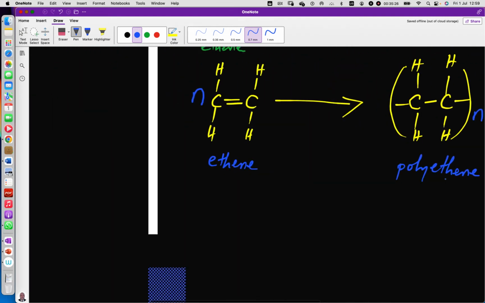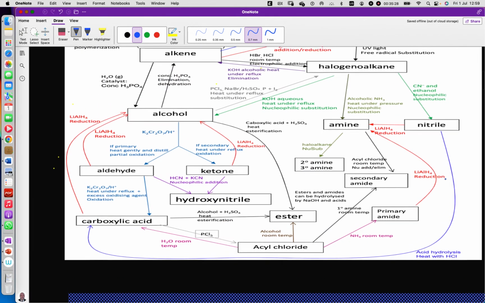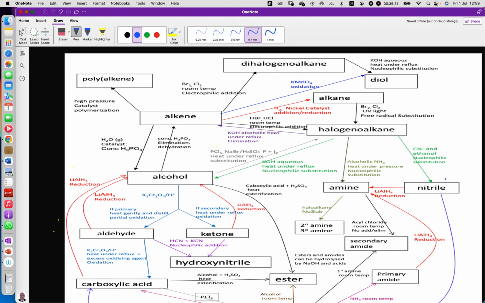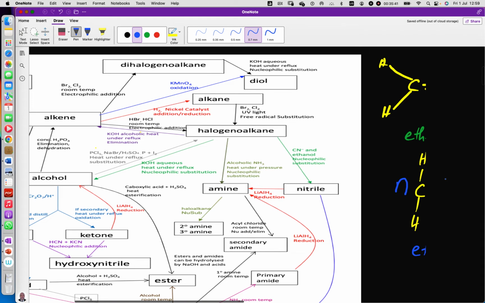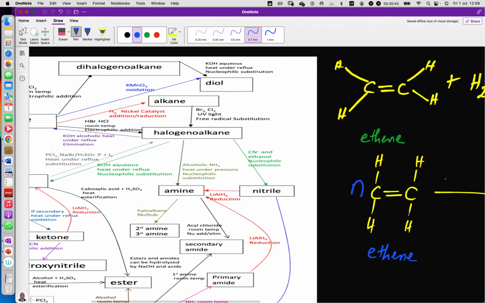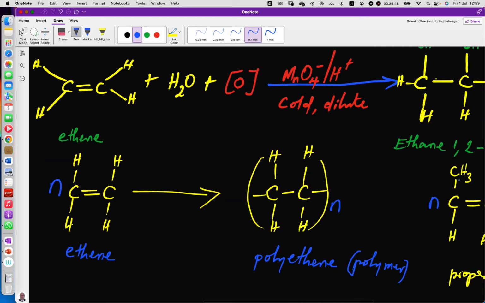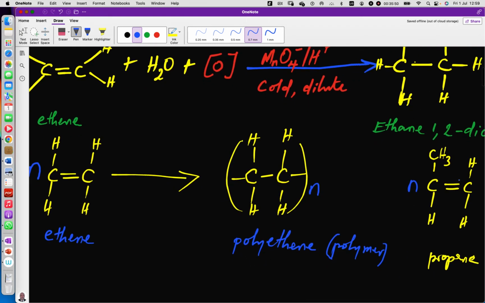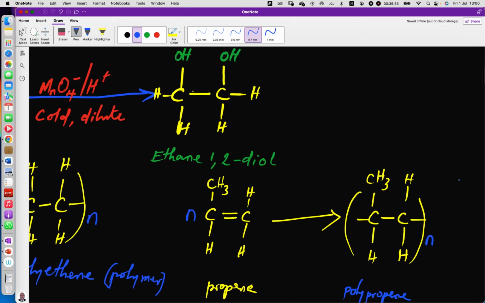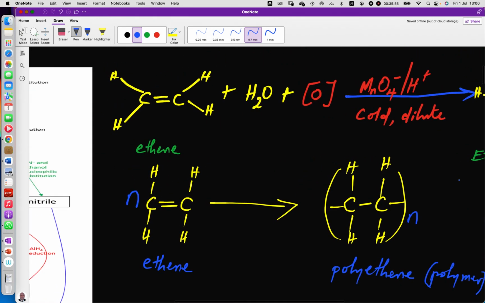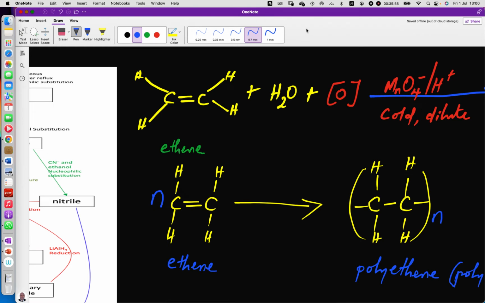And that is why we are saying here that alkene at high pressure will undergo what we call polymerization, and the type of polymerization alkene will undergo, we call addition polymerization. So now, let's go to the next compound for conversion.